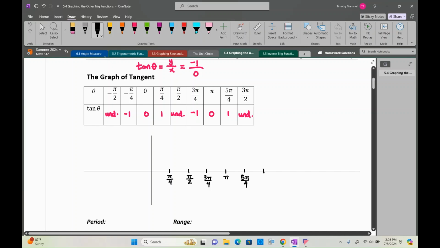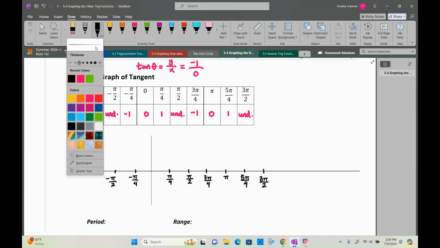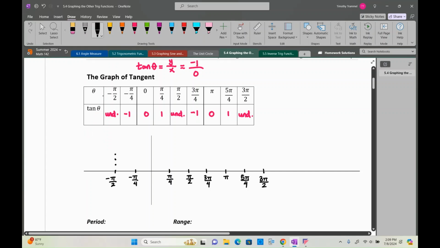And then after that, we should have 6 pi over 4, which is 3 pi over 2. And then I want to go in this other direction here, and we'll have a minus pi over 4. And what else? A minus pi over 2. Okay. So we don't really know why yet, but at all those spots where it says undefined, those are actually going to be the location of vertical asymptotes.